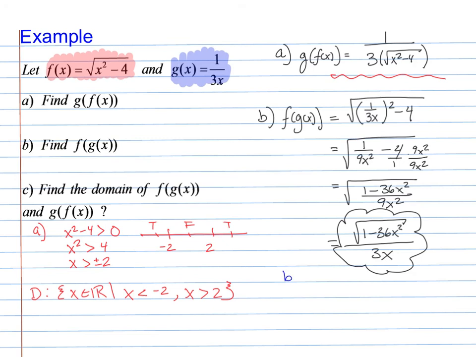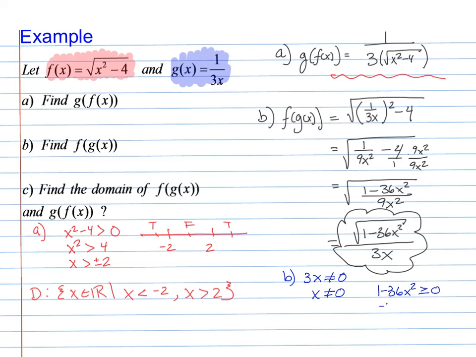For part B, we're going to look at two parts. We have to look at the inside of our square root, and we have to look at the bottom because we cannot divide by 0. And this one has to be greater than or equal to 0. So we're going to have 3x cannot equal 0. So that means x cannot equal 0. That is one of our restrictions or conditions. Then we're going to have 1 minus 36x squared is greater than or equal to 0.